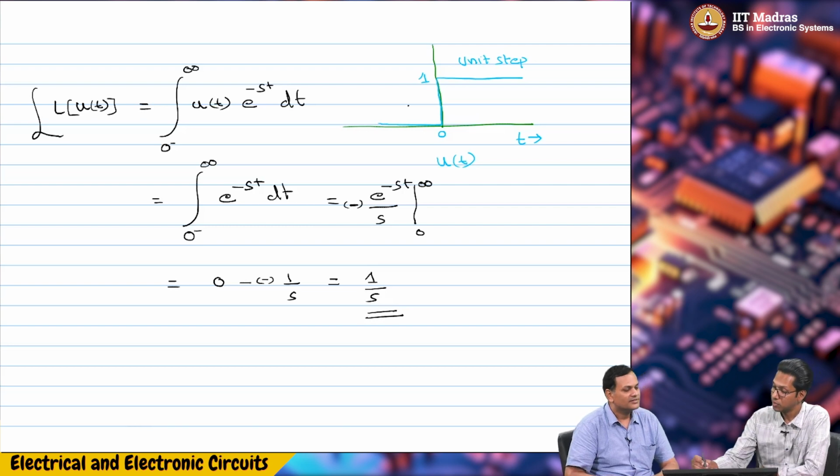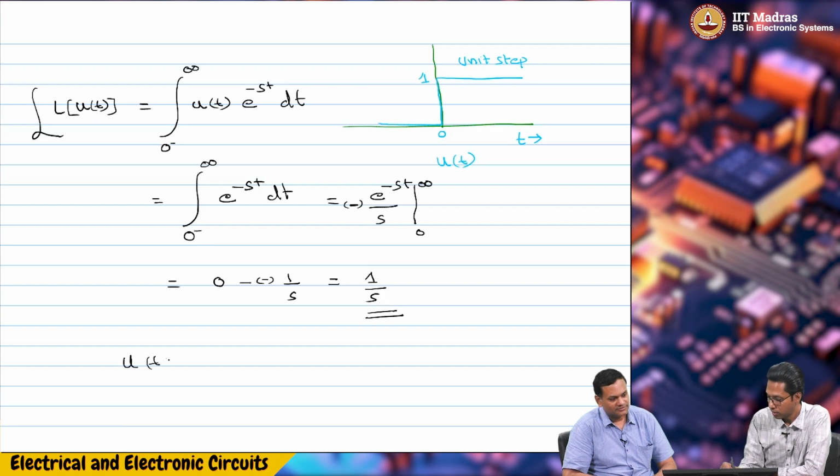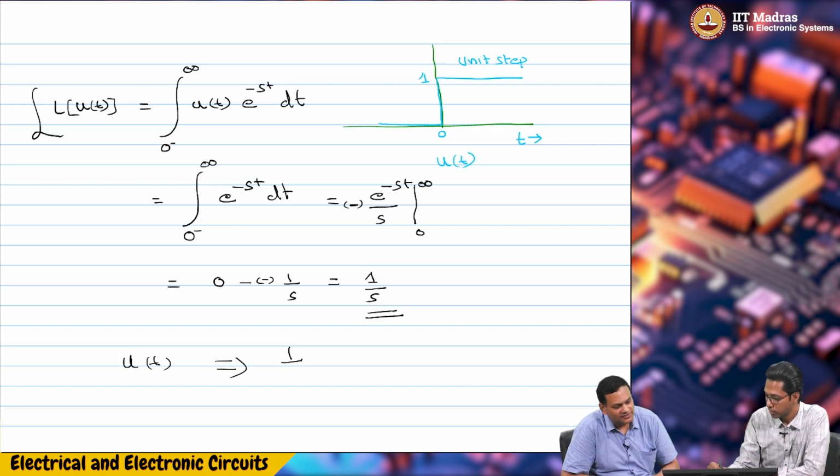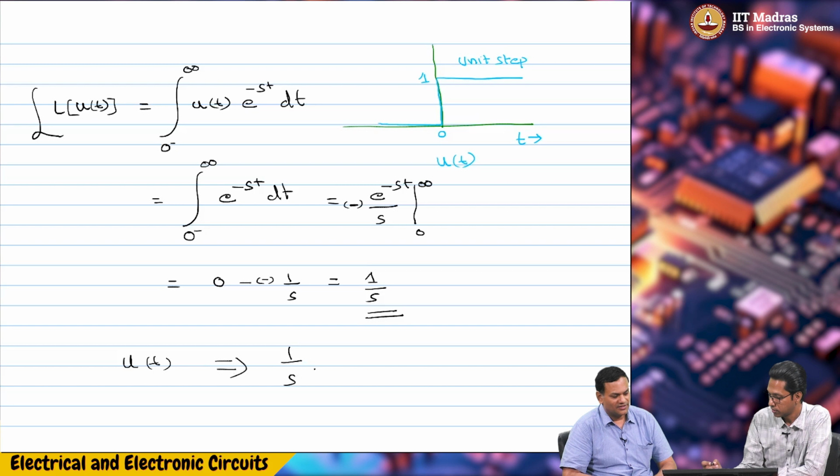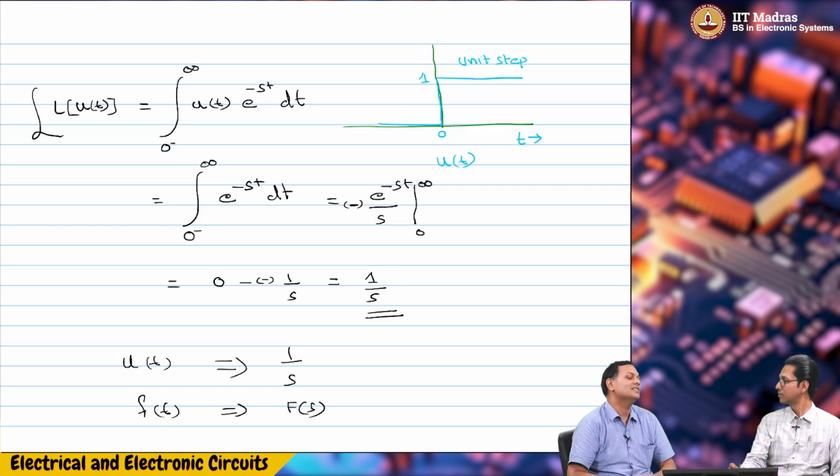So what we are saying is if we have a time domain signal u of t, when you transform into the Laplace domain, then this becomes 1 by s. So if I pick up a textbook and look at the tables, if I look for u of t, I will see the Laplace transform 1 by s.